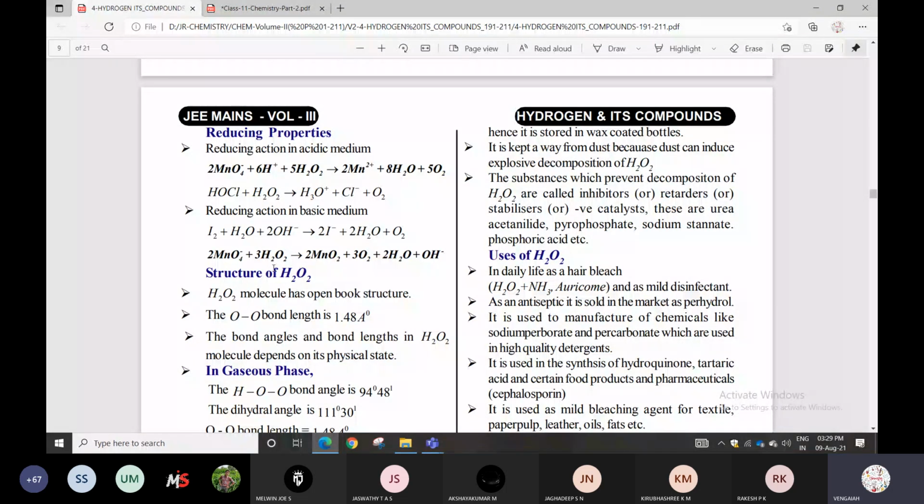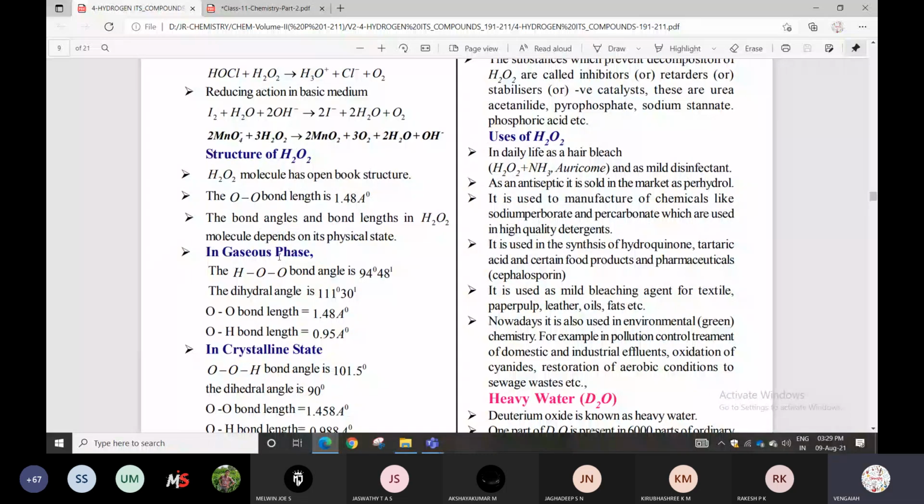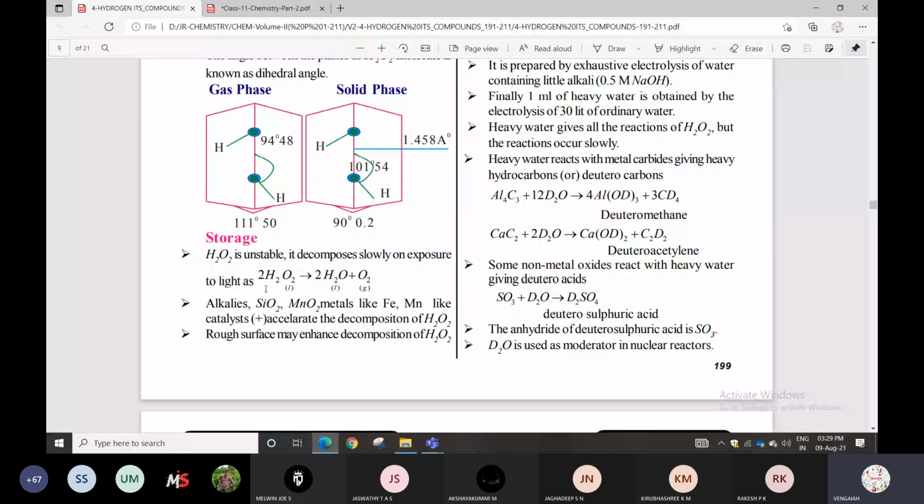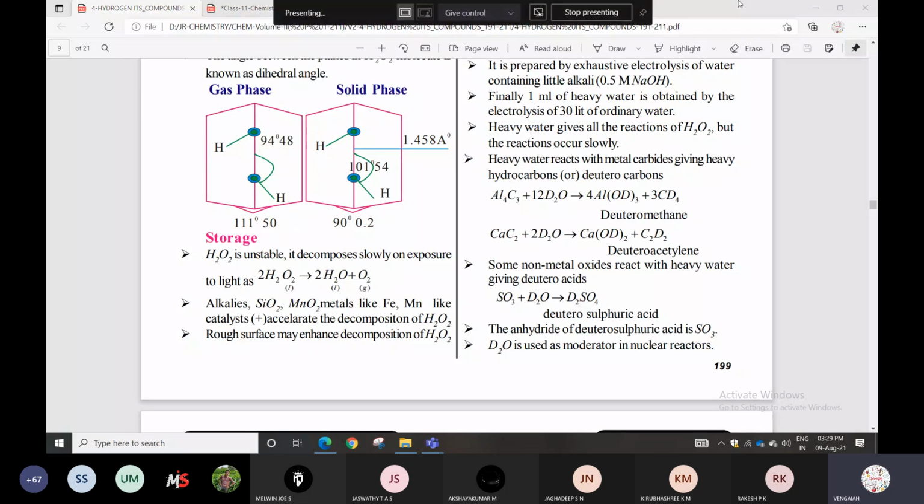H2O2 is unstable. It will be decomposed slowly on exposure to light. That's why it is stored in the dark. Those things you also check. Next thing you can check.